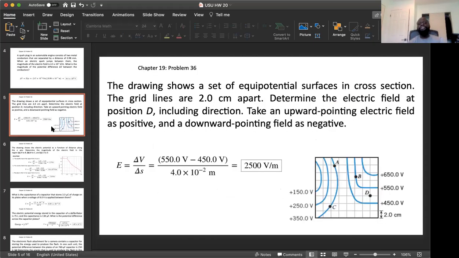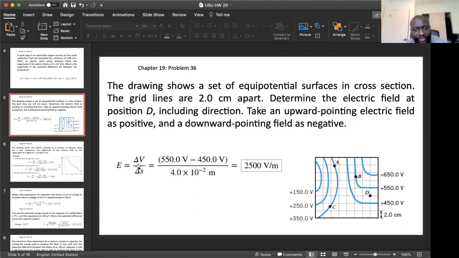Next problem. The drawing shows a set of equipotential surfaces in cross-section. That's chapter 19, problem 36. The grid lines are 2 centimeters apart. Determine the electric field at position D. Position D is between 550 volts and 450 volts. So here we're going to take the potential difference divided by the separation. Each box is 2 centimeters. How many boxes do we have between 550 and 450? 2 boxes, so that's 4 centimeters.